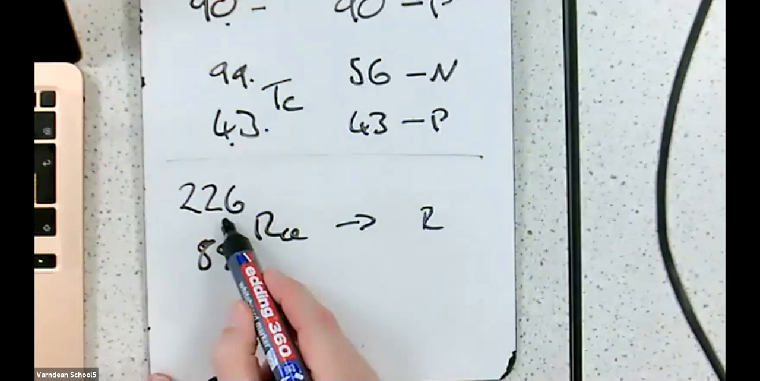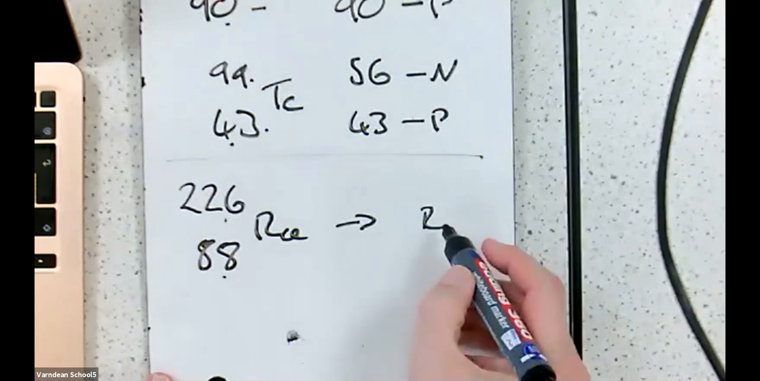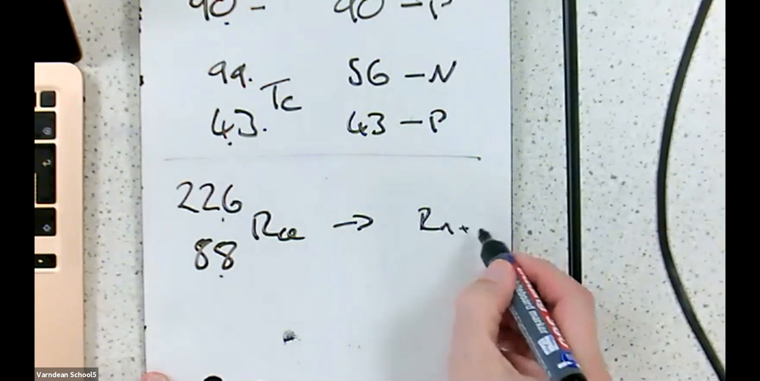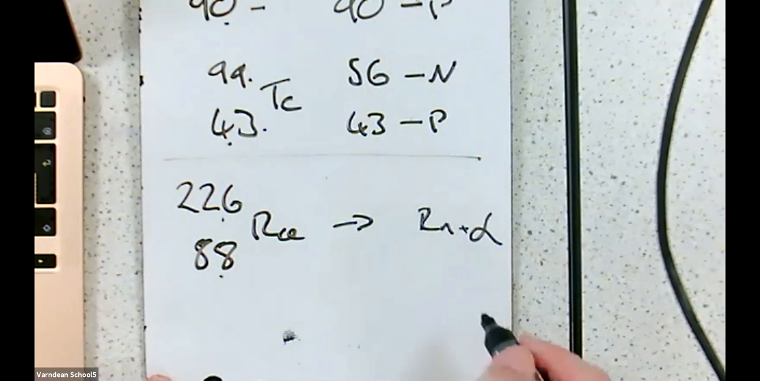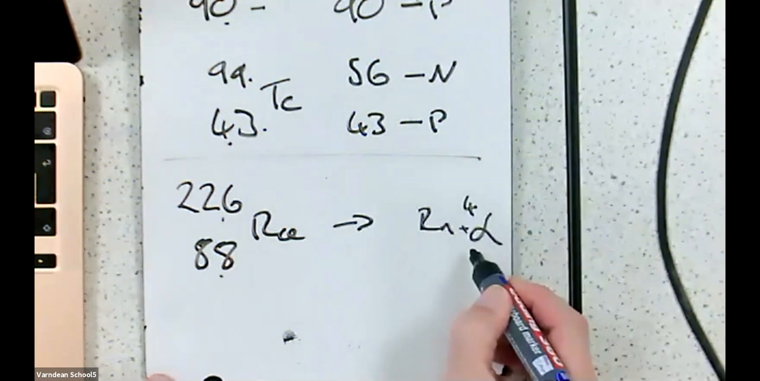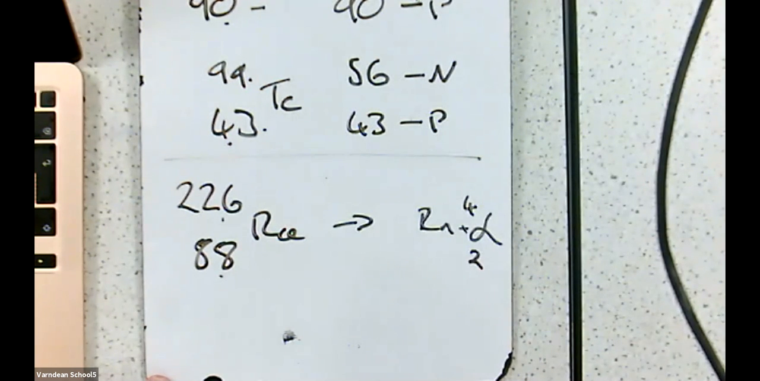So it had 226, 88, and it decayed to make radon plus an alpha particle. It said, well, alpha is 4, 2. I knew that because I've learnt it. Okay.